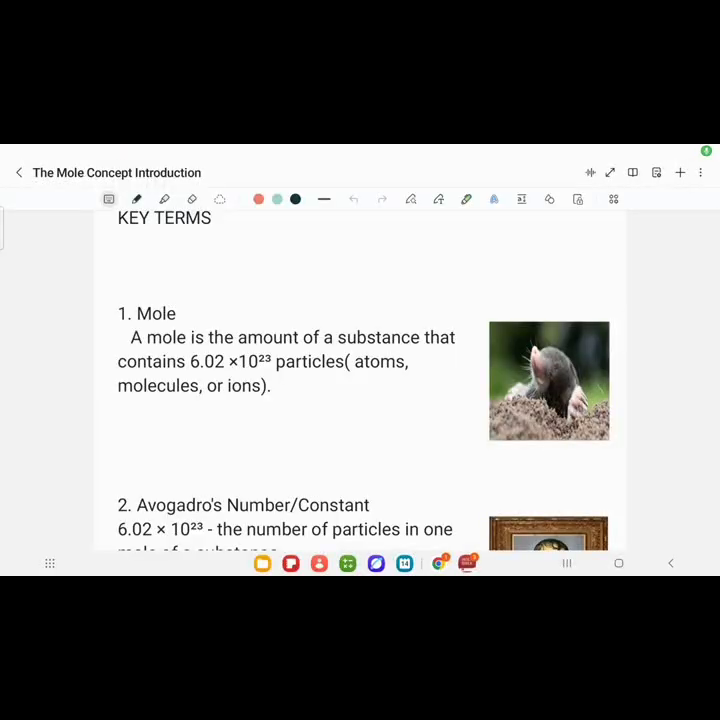Fellow chemistry enthusiasts, this is Montfort ChemPath here, and in today's video we'll be talking about the mole concept. This video is just an introduction into the topic, as in the future I will be uploading more videos covering more complex concepts on this topic.